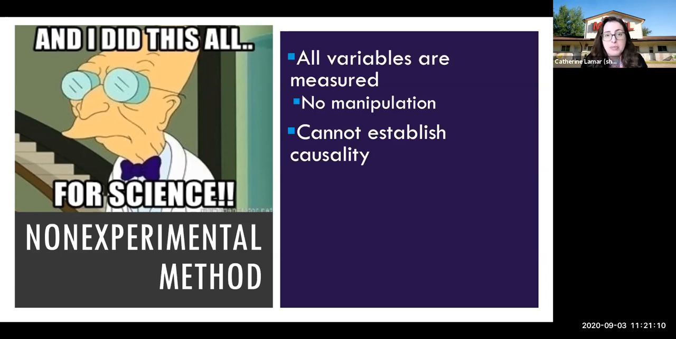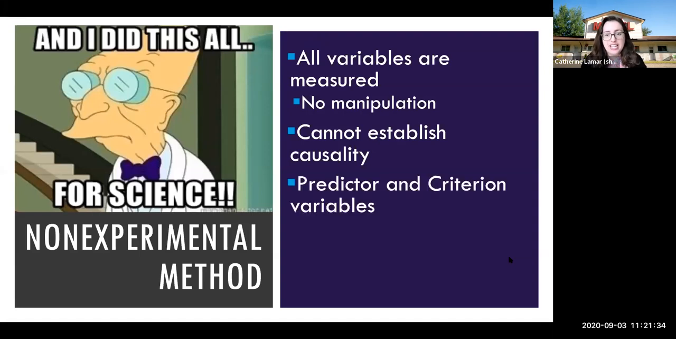And with the non-experimental method, we might be able to establish a correlation or relationship between variables. We might see, for instance, that participants who sleep more are happier than participants who don't sleep as much. But that doesn't mean that sleep causes happiness, because we have not manipulated anything in the non-experimental approach. Again, when we just measure variables and we don't manipulate them, we cannot establish causality. Also, what this means is that we don't technically have an IV and a DV. With a non-experimental method, our variables are called predictors and criterions.